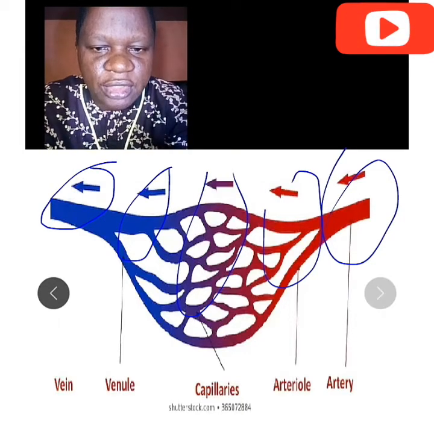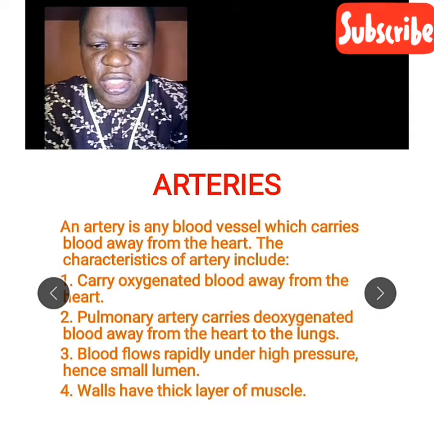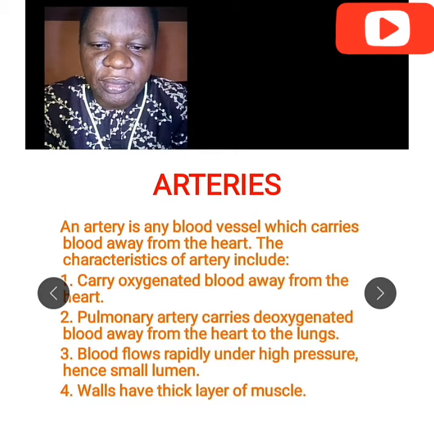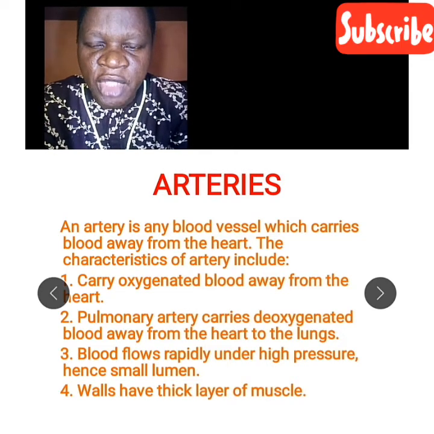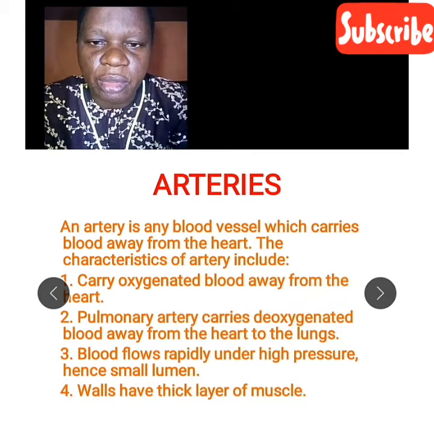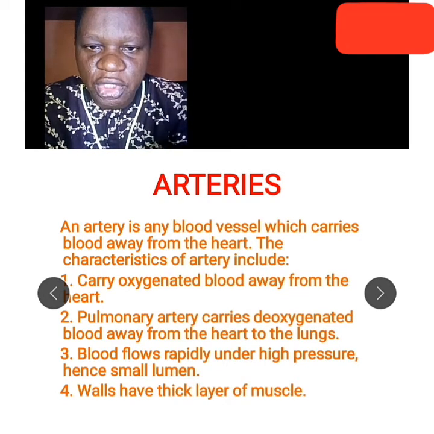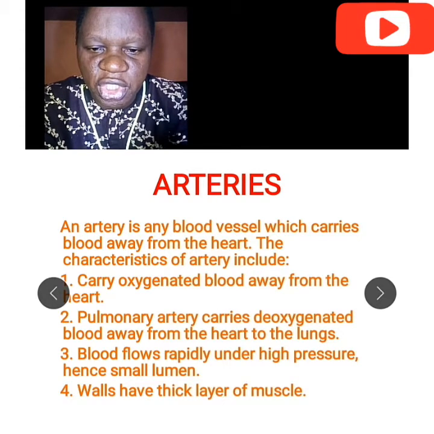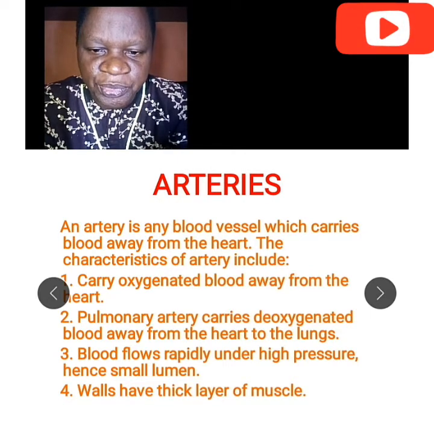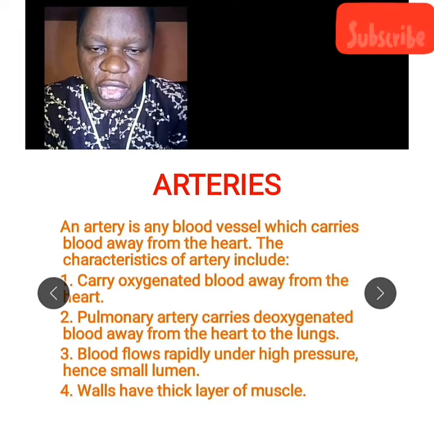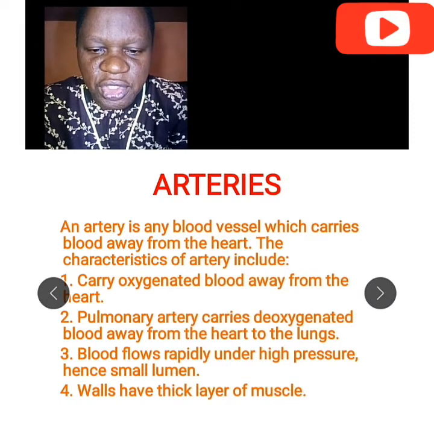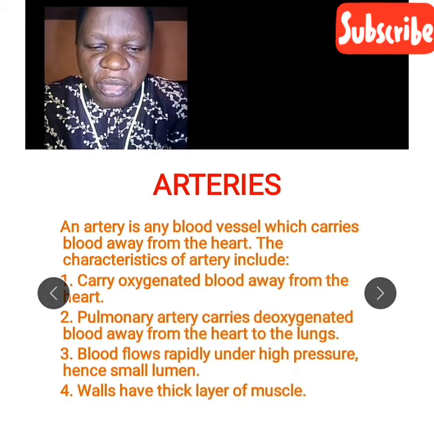Okay, so let's go now to talk about the arteries. An artery is any blood vessel which carries blood away from the heart. After the blood has been oxygenated, the artery will carry the blood from the heart to every part of the body, to all the cells of the body. Now, the artery carries, number one, oxygenated blood from the heart to other parts of the body, with the exception of the pulmonary artery. Pulmonary artery carries the deoxygenated blood away from the heart to the lungs.